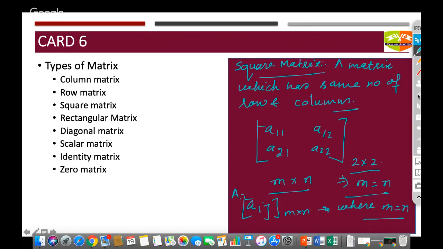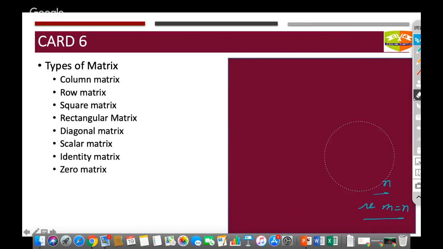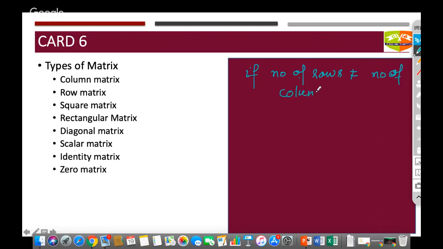Now let me go to rectangular matrix. Rectangular matrix means wherever m is not equal to n. So if the number of rows is not equal to the number of columns, what do you get there? You get a rectangular matrix. So I'm just writing A is equal to aij, m into n the order. If m is not equal to n, that is your rectangular matrix.